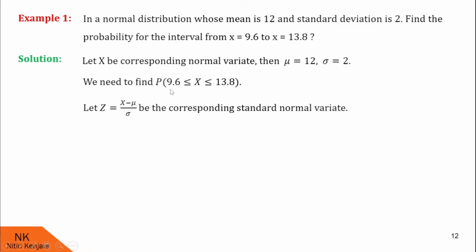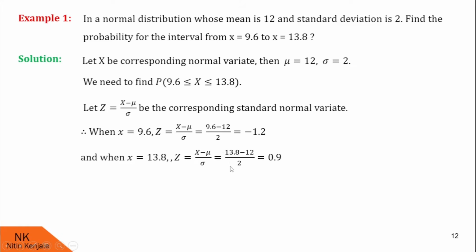Therefore, when x is equal to 9.6, z will become 9.6 minus 12 upon 2, which is minus 1.2. So at x is equal to 9.6, z is minus 1.2. Similarly, when x is 13.8, z can be calculated using this formula, x minus mu upon sigma. X is 13.8, mu is 12, sigma is 2. So we get z is equal to 0.9. So when x is equal to 13.8, z is 0.9.